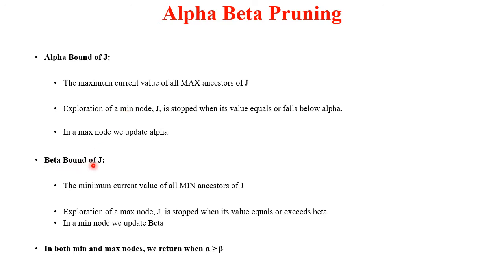Beta bound of j. Beta bound of a min node j is the minimum value possible for that min node at that moment. Minimum current value of all min ancestors of j. While exploring a max node, if its value becomes equal or greater than beta, there is no need to explore such max node. Alpha-beta pruning can be performed when the condition alpha greater than or equal to beta is satisfied. In the next examples, you get more idea about alpha and beta values.